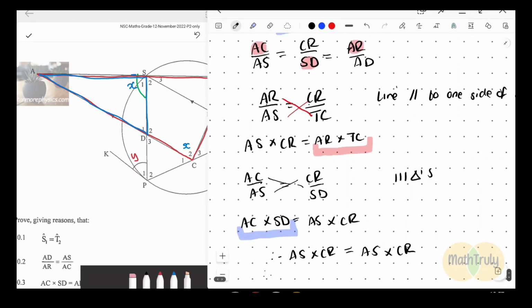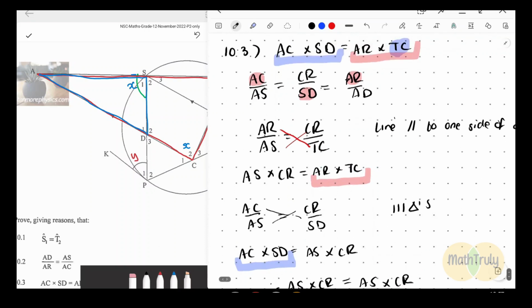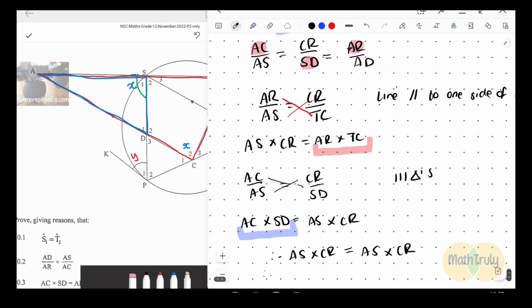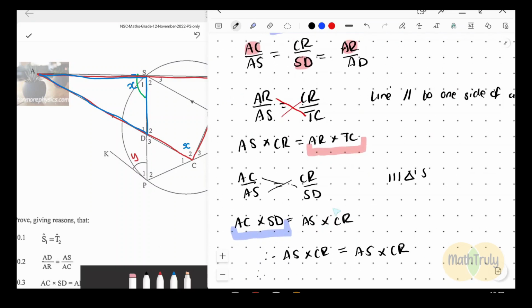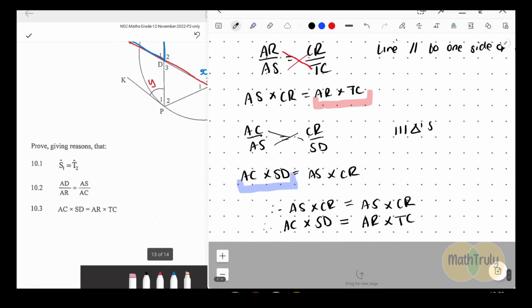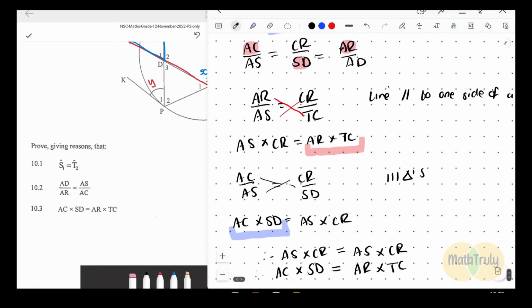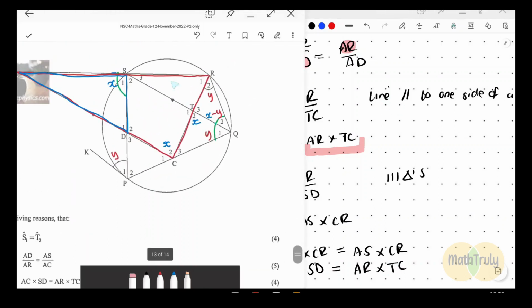And so, since AS times CR was equal to AR times TC, but I want to put it in their order, I'll rather say AS times CR here was equal to AC times SD, and that would be equal to, here we had our AS times CR, and that was equal to AR times TC. So AR times TC. Okay, and that is what they have. So that's how they got that. They got it using the similar triangles and the fact that we had that triangle and a line drawn parallel to one side of the triangle.